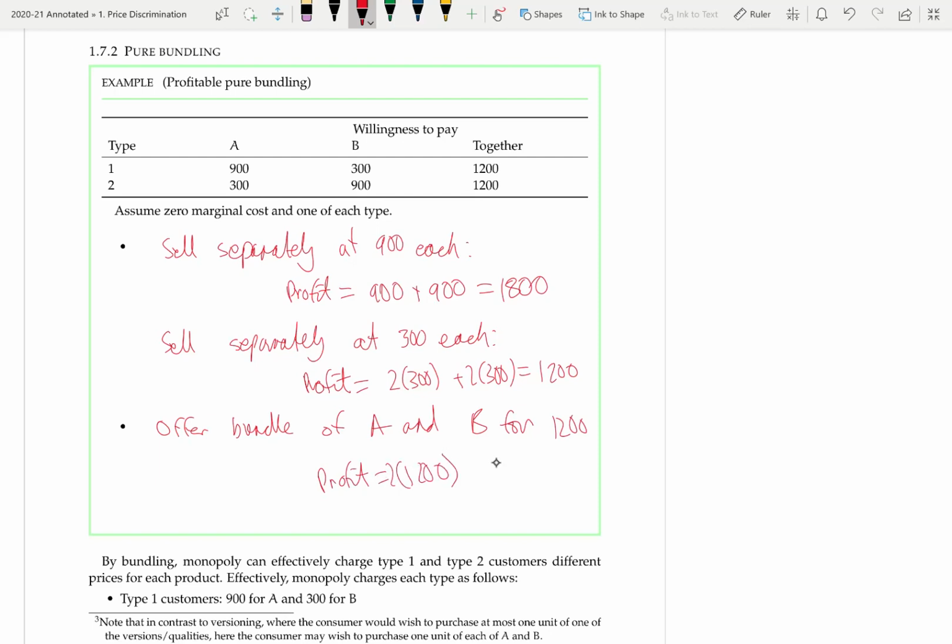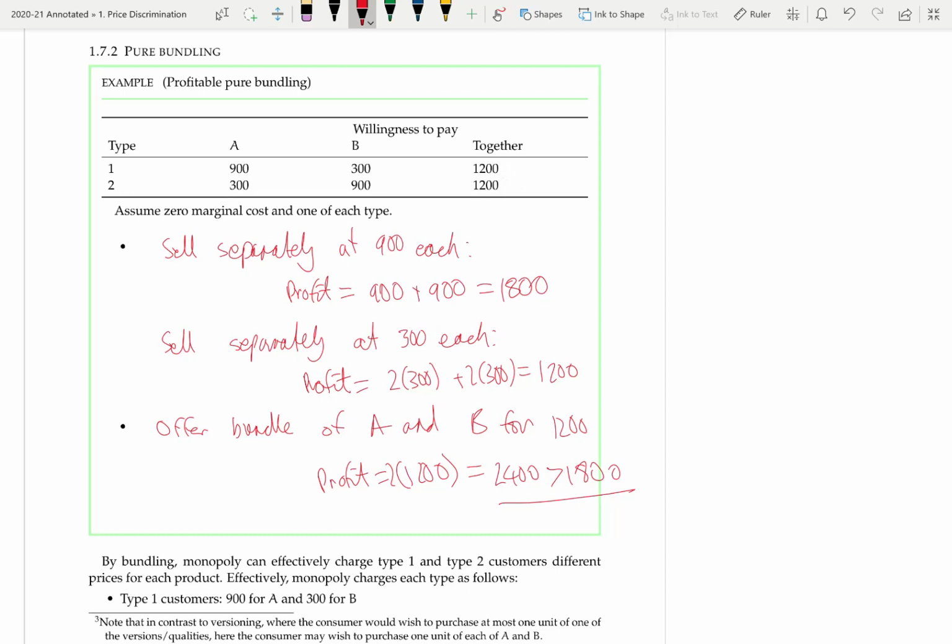They're going to sell 2 of those bundles and they'll make a profit of 2400, which is much higher than 1800. So the monopolist does much better by bundling than selling the two goods separately. And the idea here is that although the two consumers are willing to pay quite different amounts for the individual goods, when you add up their willingness to pay, you see that they're actually identical in this case. And so the monopolist is able to charge exactly what they're both willing to pay with just one price.